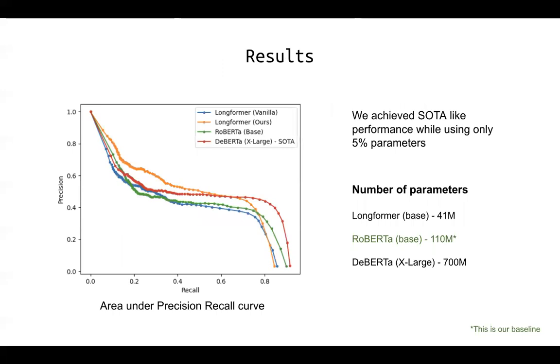Moreover, we achieved the same thing that these models achieved with about 5% of the parameters. And that's the large takeaway. Note that RoBERTa was our baseline, and we almost reached its performance with about 5% of the parameters that were used in DeBERTa.